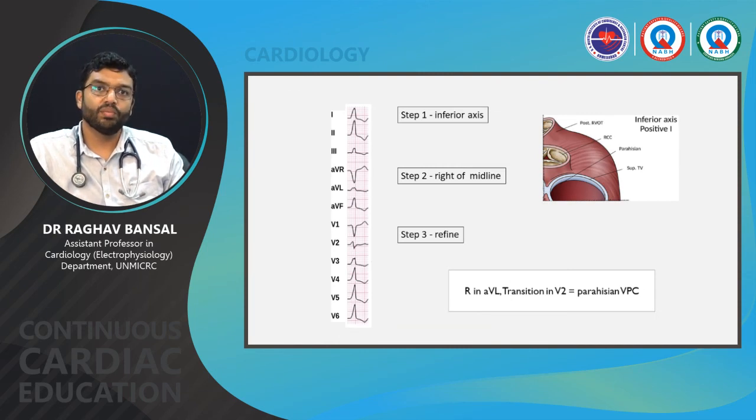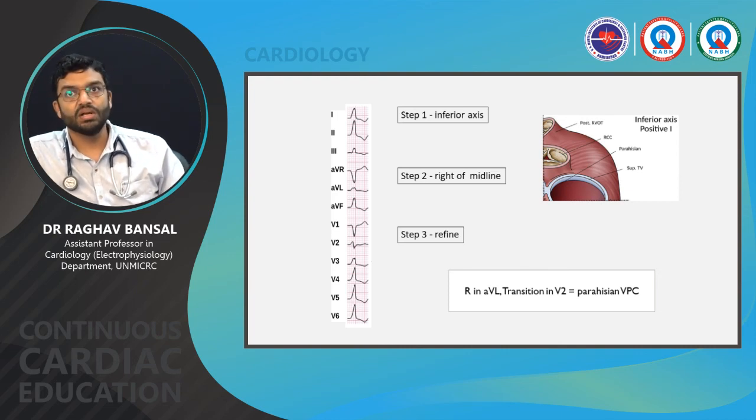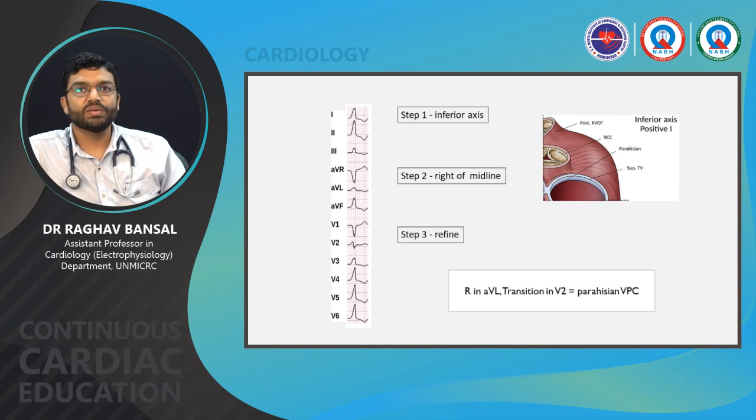Here 2, 3, and aVF are positive, so a superior quadrant and inferior axis. If we look at the right or left of the midline, lead 1 is positive, so it is from the right of the midline. So the right superior quadrant. Now to further localize the structure, we have to look at aVL. aVL is positive here, which points towards a more inferior structure, which is the tricuspid annulus or towards the parahisian region. But if we look at the transition, it is early in V2, plus it's a narrow QRS. So this points towards the parahisian origin of this VPC.